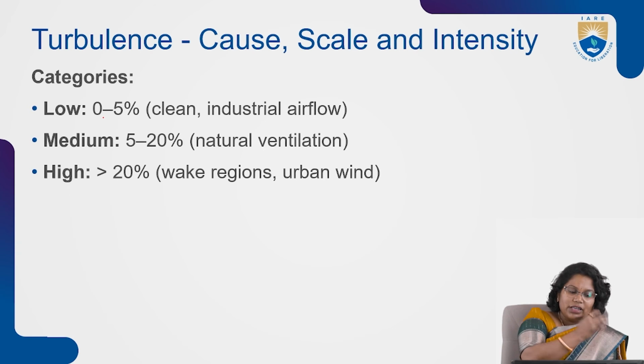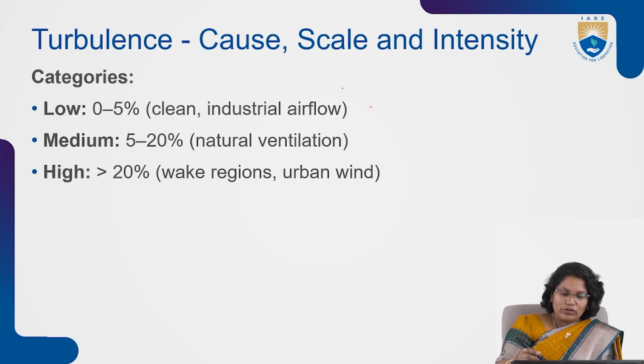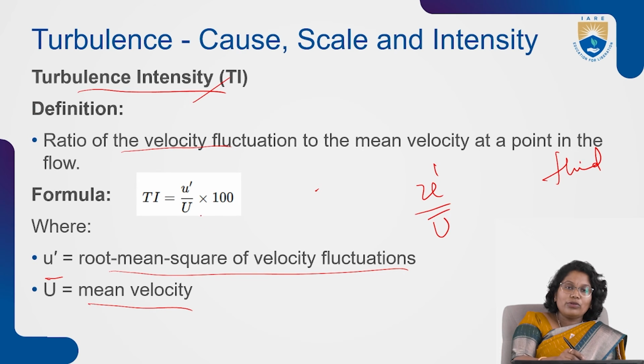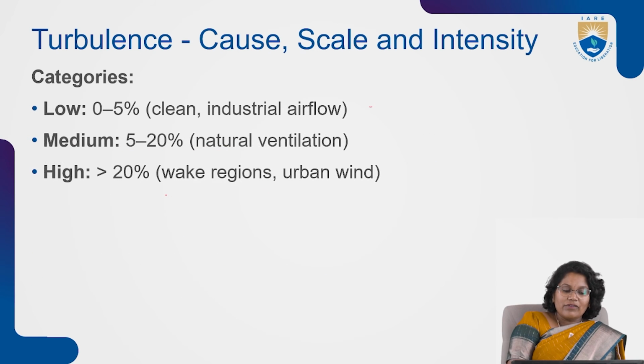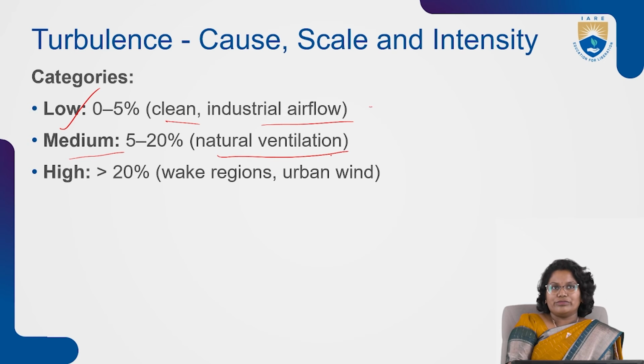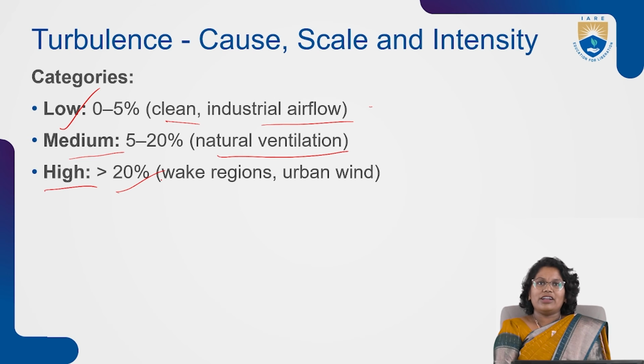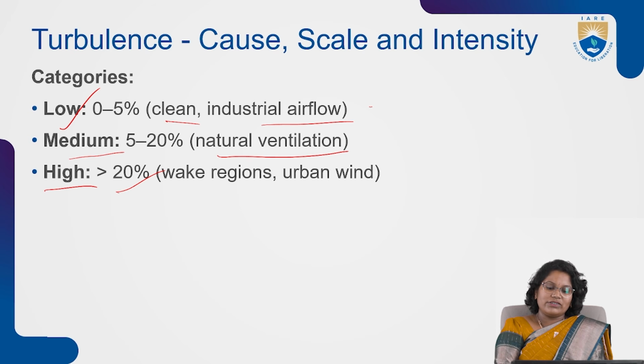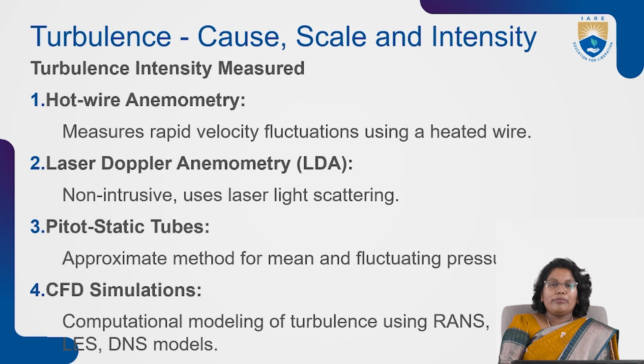Categories are also given here. When you come to the values, if the values are given, then you will get the intensity. If the intensity percentage is 0 to 5, then we call it low category, and it helps in clean and industrial airflow. And here the medium is 5 to 20%. We call it medium, and it is for natural ventilation. And here high is greater than 20%, then we call it wake regions and urban winds.